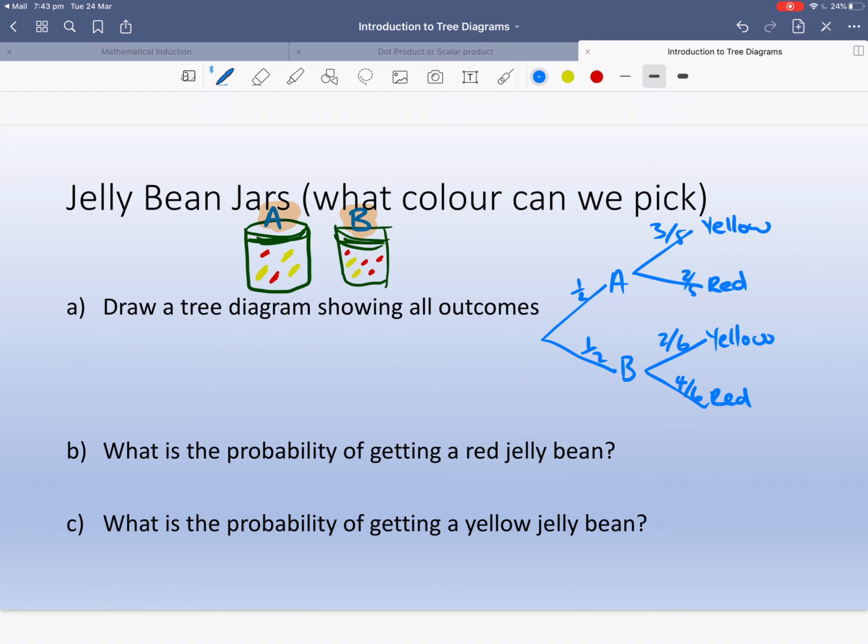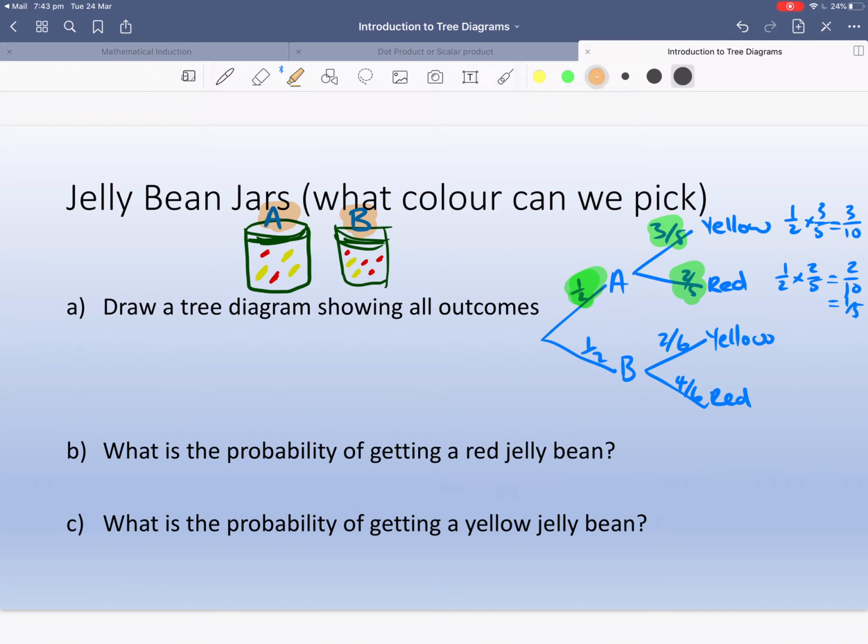Now, what are the probabilities of this? Well, the probability of getting a yellow up here is a half times 3 over 5, and that works out to be 3 over 10. So all I've done is multiplied these probabilities. Okay. Or to get a red, we're going to go half times 2 over 5, and that ends up being 2 over 10, which goes to be 1 over 5. And all we did was multiply that by that.